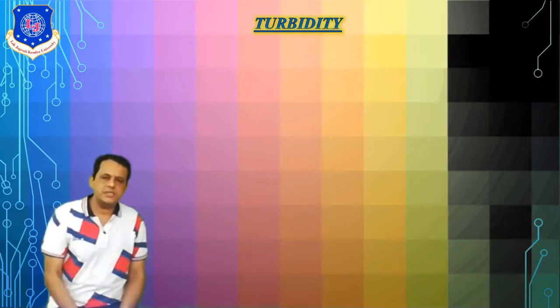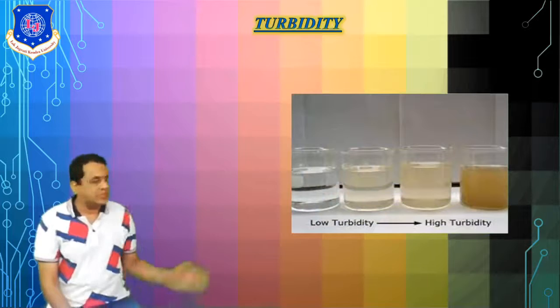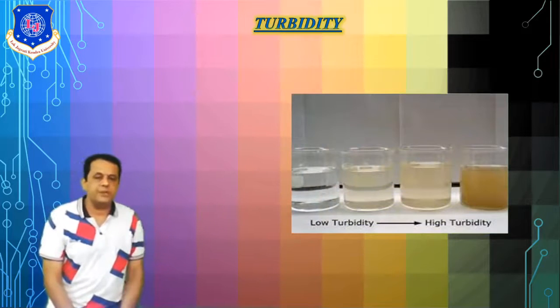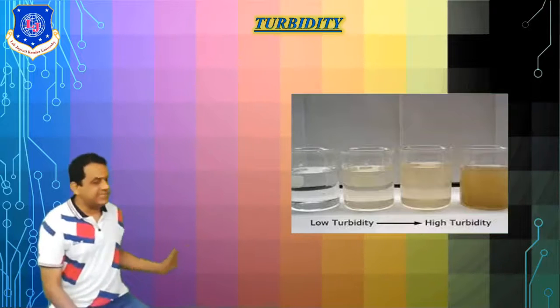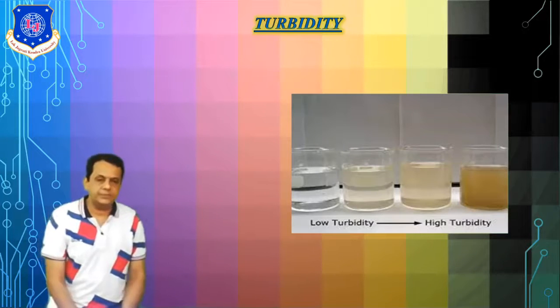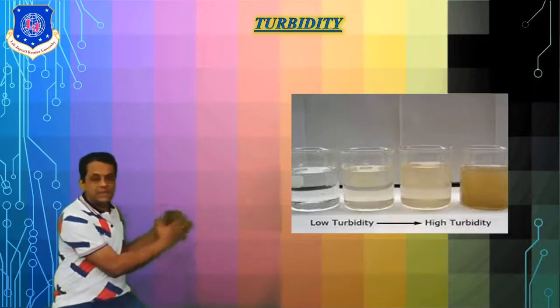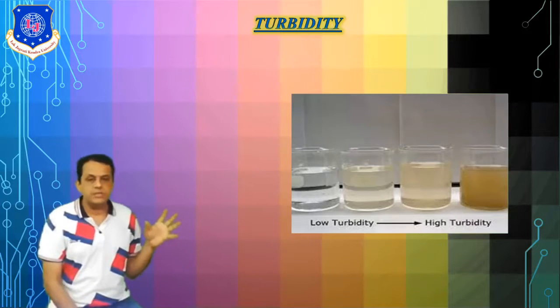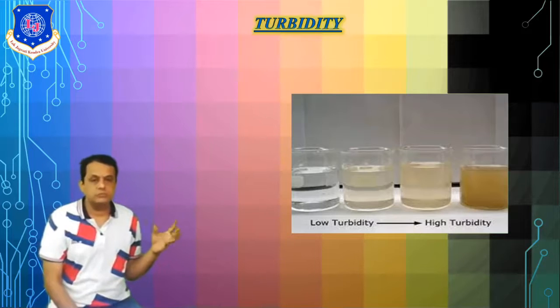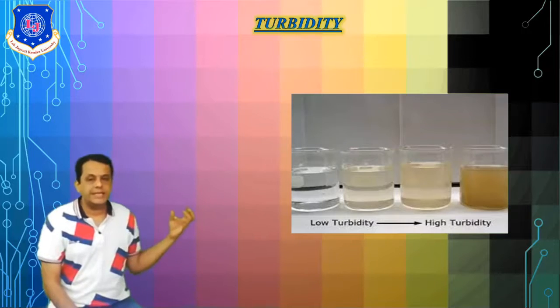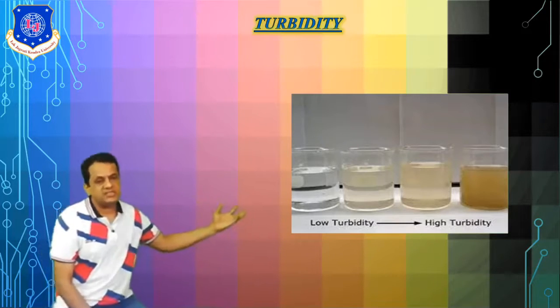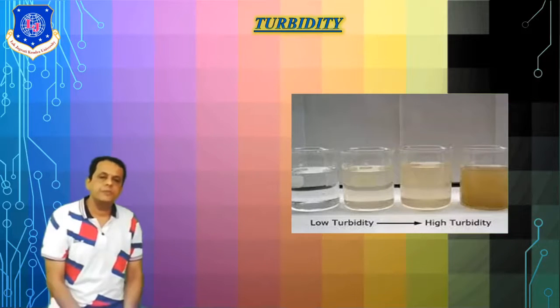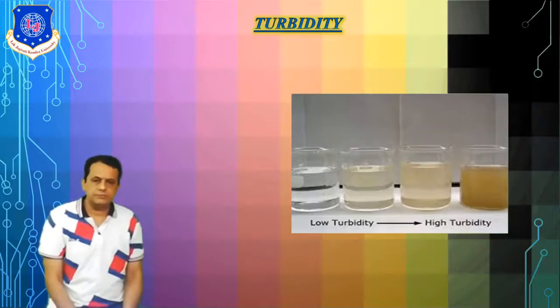So let us understand what the word turbidity means. Here you see four different samples of water, and it is written from low turbidity to high turbidity. It is itself explaining the meaning: low turbidity means clean water, and high turbidity means so many external particles are suspended in it. That is, you say, impurity.